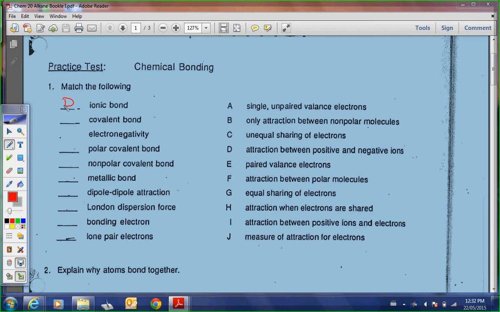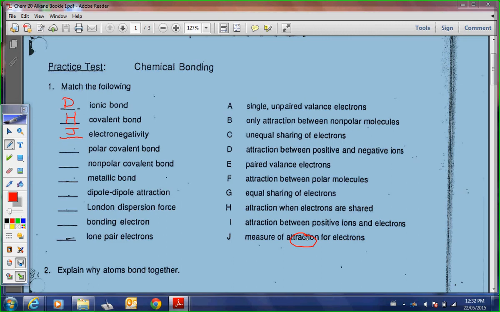Covalent bond. What did you put for covalent bond, Tristan? H. An attraction when electrons are shared. Does that sound about right? Good. Electronegativity. What did you say, Taylor? J. A measure of attraction for electrons. Yes? What's the word that we used instead of attraction? Affinity. But that means attraction, right?